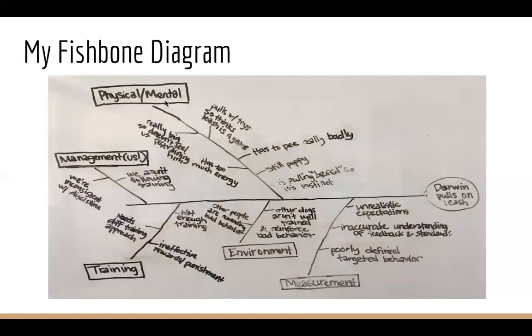And then with further brainstorming, this is the diagram that I ended up with. I actually ended up editing one of these. Instead of just physical, it became physical and mental. As we were adding causes to it, it made sense to expand the category. Management stayed, training, environment, and then measurement was additionally added because we realized that we might not have a clear understanding of feedback and standards. And the biggest one was that we had poorly defined targeted behaviors. That was just a different category where we came up with some causes and they didn't quite fit into the other ones, so we added that category.